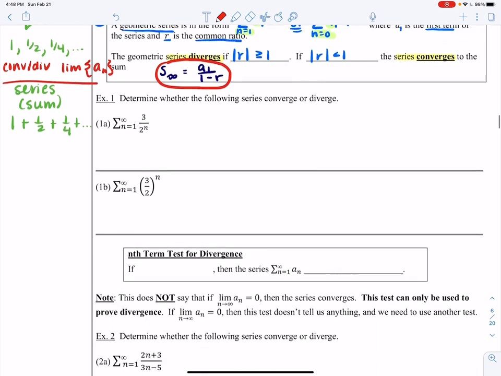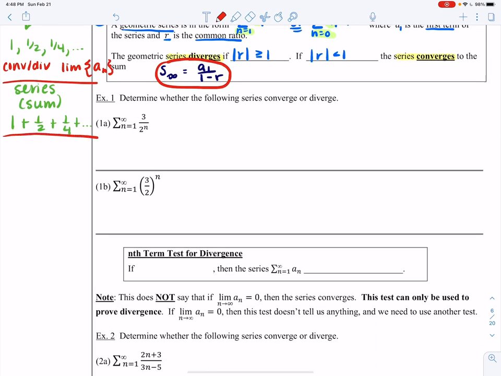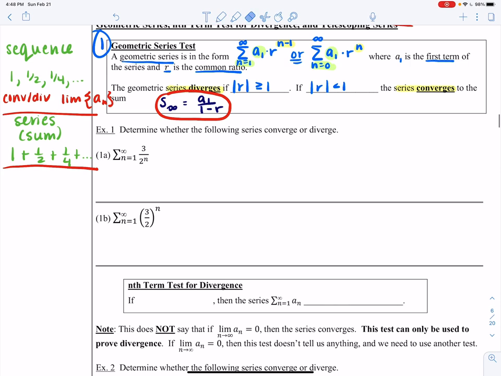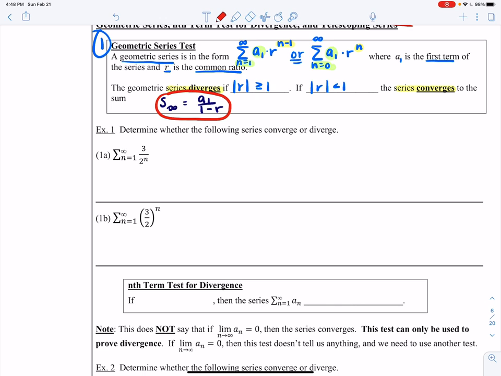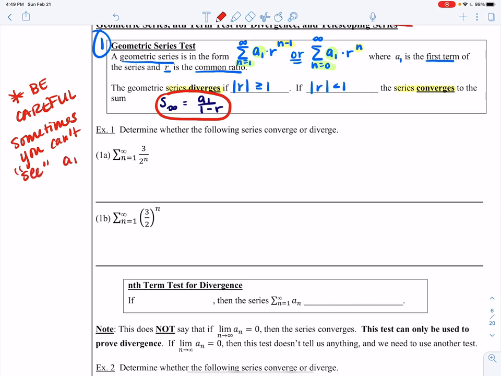Okay, so let's do a couple of examples. Now, what I would caution you in all of this is to remember that sometimes it becomes a little bit difficult to see a1. So to the side, I want you to write yourself a note. Be careful, because sometimes you can't see a sub 1 in the formula. Let me give you an example, okay?